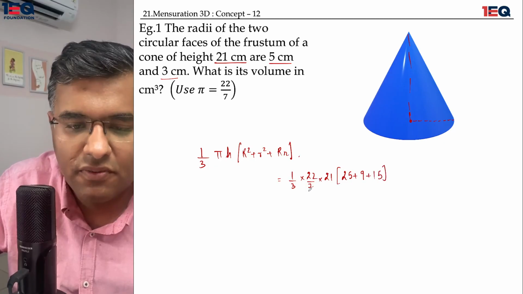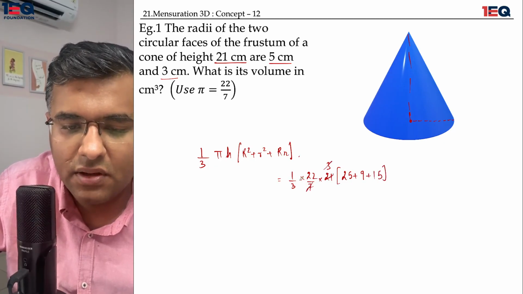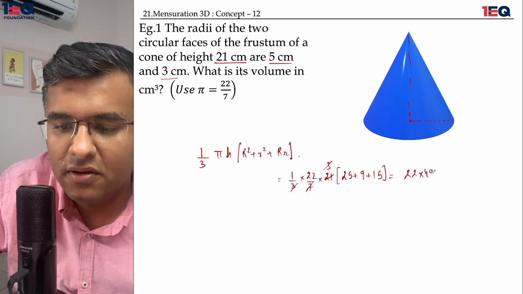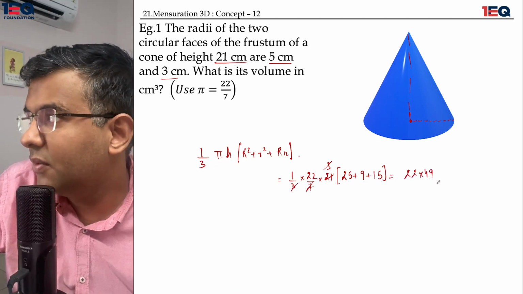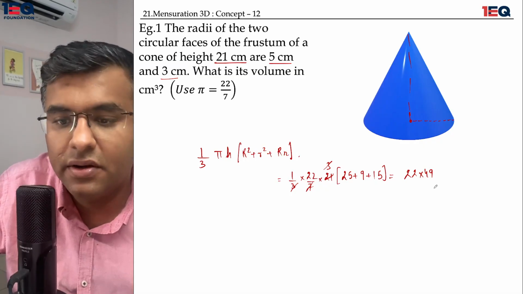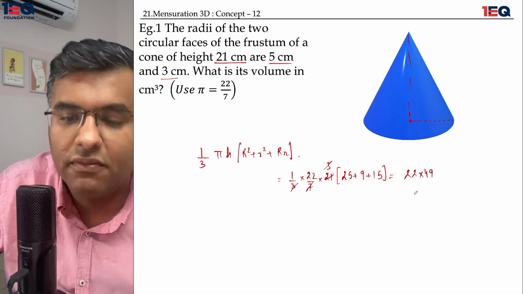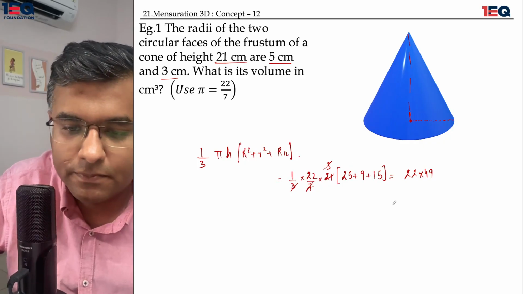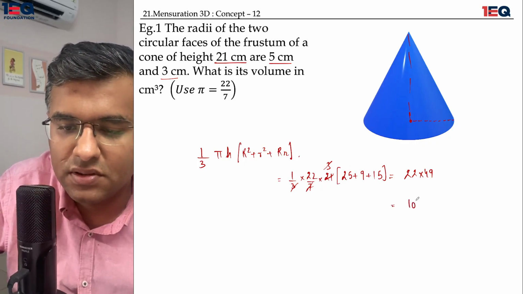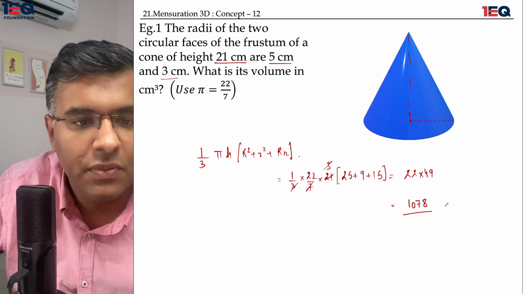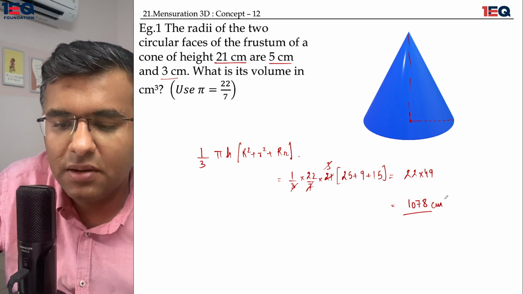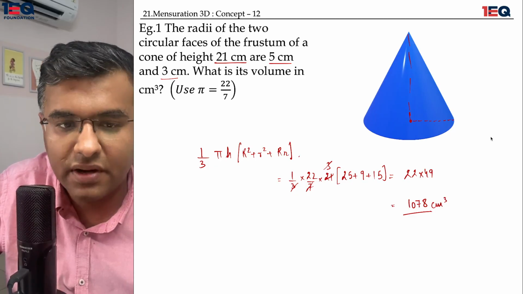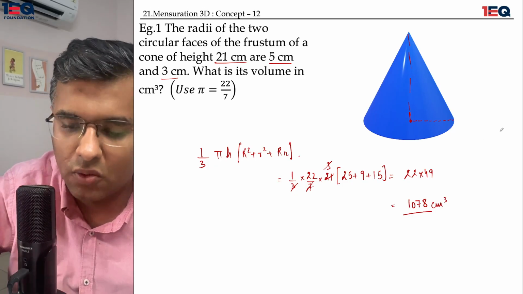5 makes a 25, 3 makes a 9, and 5 into 3 makes a 15. So this comes out to be 49. 7 3s are 21, the 3 also gets cancelled. What I am left with is 22 multiplied by 49. 22 into 50 would give me 1100. 1100 minus 22 would give me 1078. So 1078 centimeter cubes is the answer that I'm looking for.